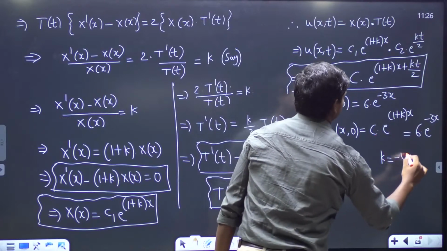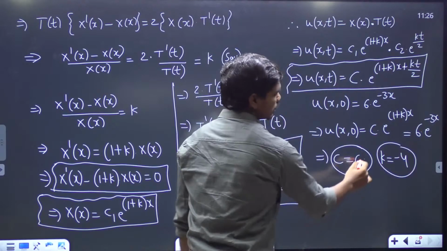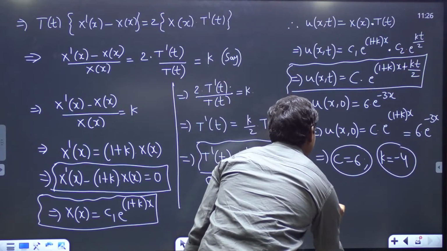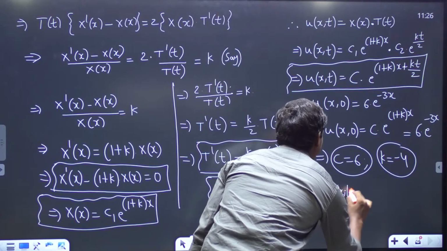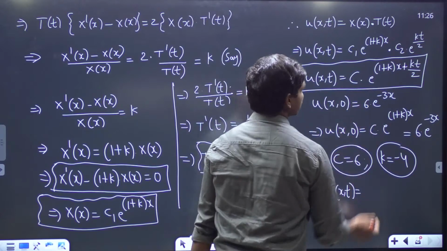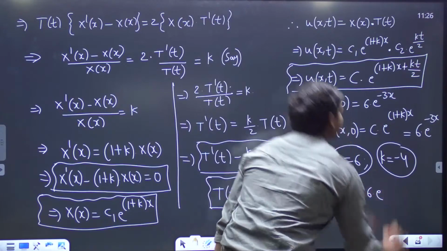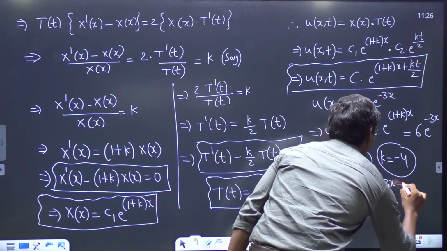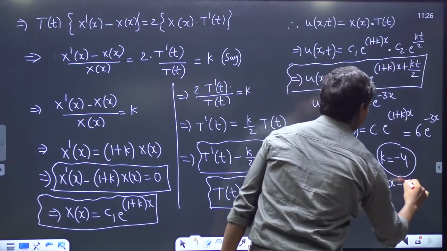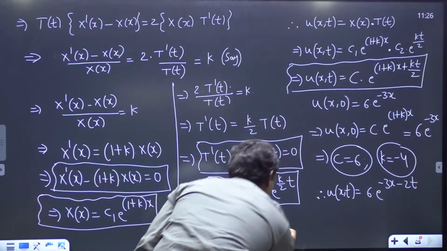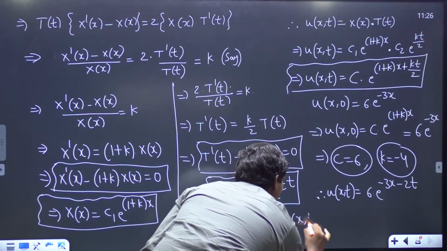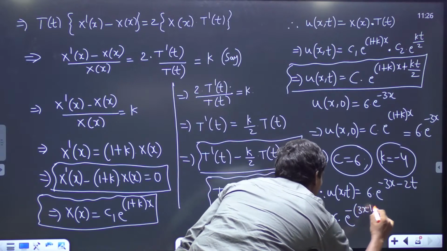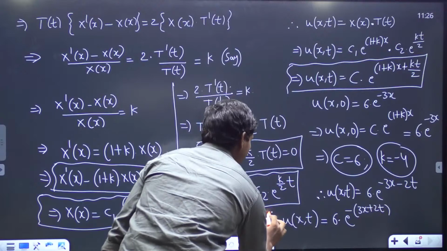K is minus 4. Okay, now we identified what the constants are. So therefore u of x comma t is equal to, c value is 6, into e power, if k value is minus 4, this is e power minus 3x, and if k value is minus 4, then this is minus 2t. So this implies u of x comma t, which is the solution of this question, is 6 into e power minus of (3x plus 2t).